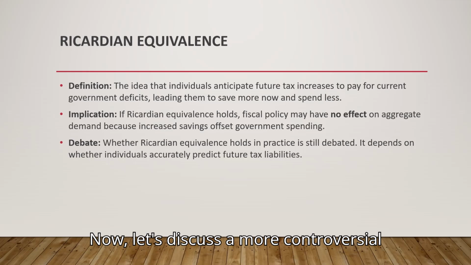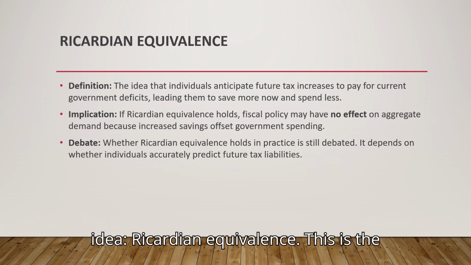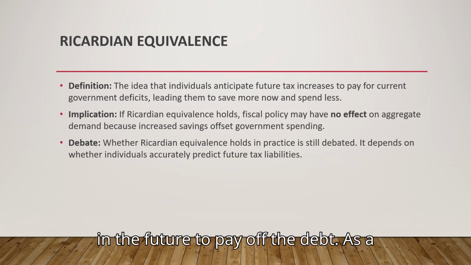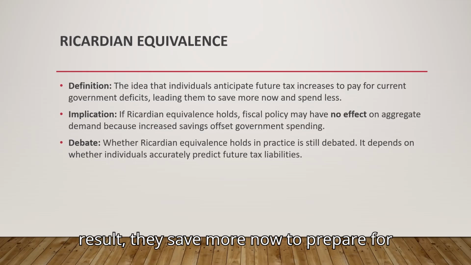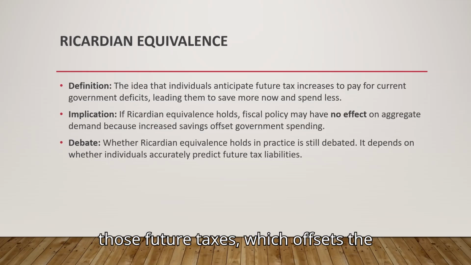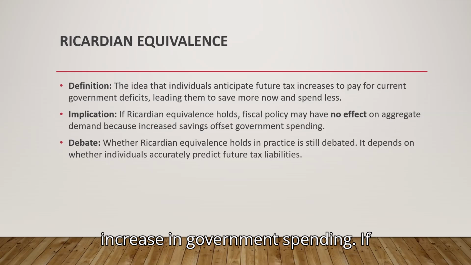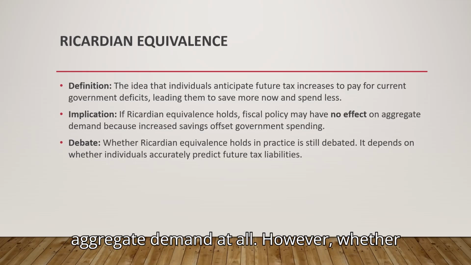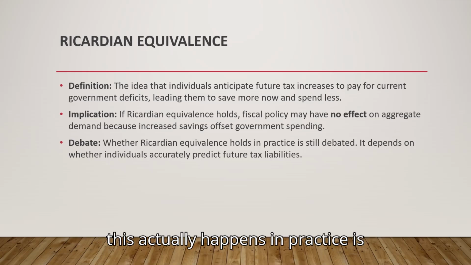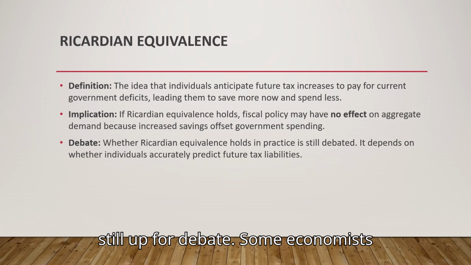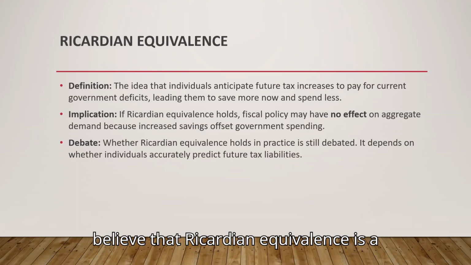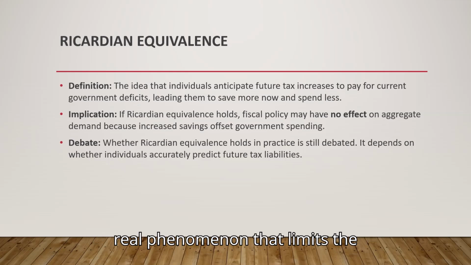Now, let's discuss a more controversial idea, Ricardian equivalence. This is the theory that when the government runs a deficit, people anticipate higher taxes in the future to pay off the debt. As a result, they save more now to prepare for those future taxes, which offsets the increase in government spending. If Ricardian equivalence holds, then fiscal policy might not have any effect on aggregate demand at all. However, whether this actually happens in practice is still up for debate. Some economists argue that people don't always anticipate future taxes accurately, while others believe that Ricardian equivalence is a real phenomenon that limits the effectiveness of fiscal policy.